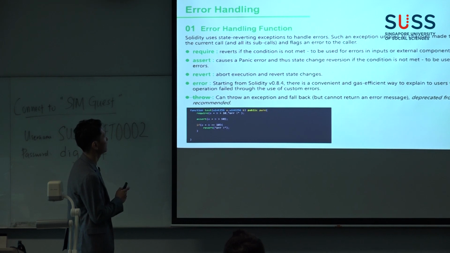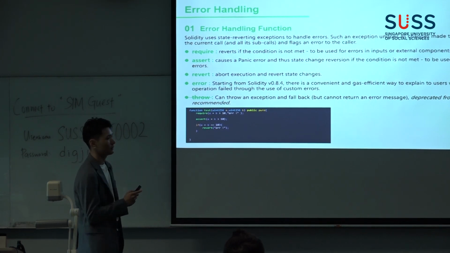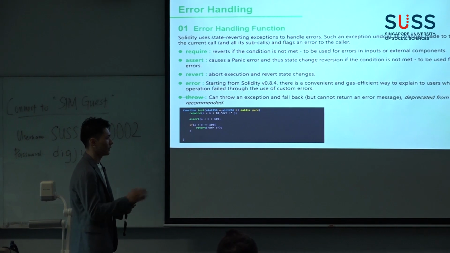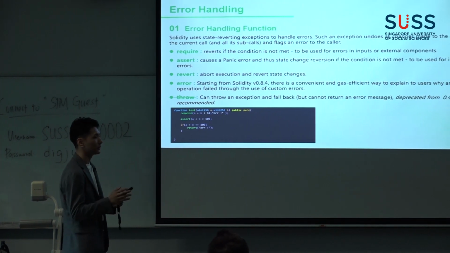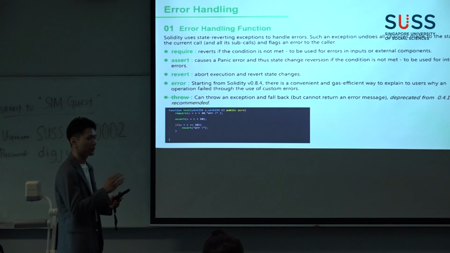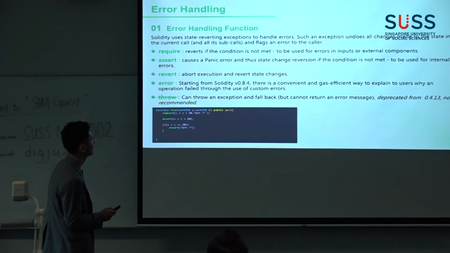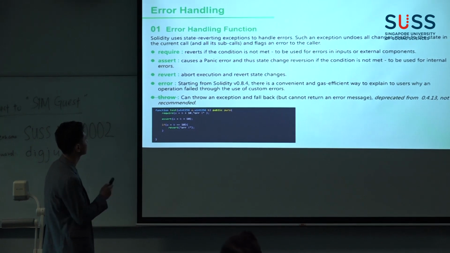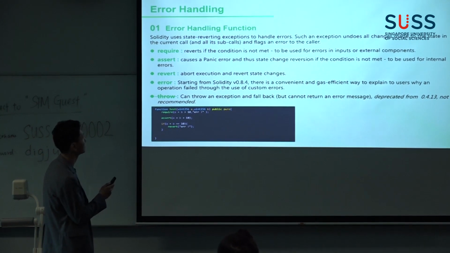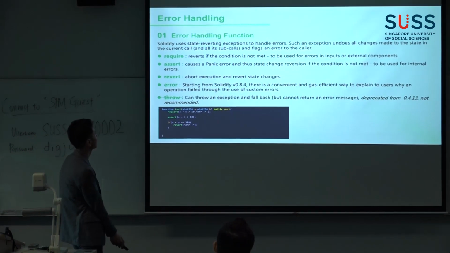Solidity uses state reverting exceptions to handle errors. State reverting means that if a function is reverted in the middle, then all the previous changes will be discarded in the blockchain. There are some keywords that we can use to perform error handling.